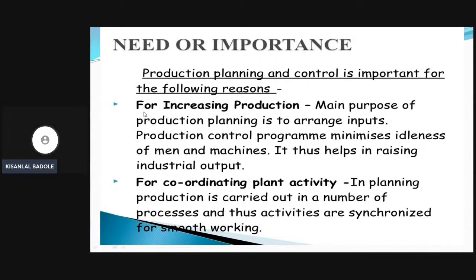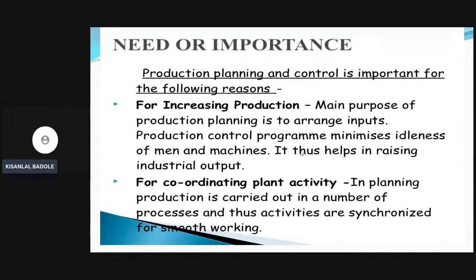Every industry wants to increase its production. They complete their given task within the given time, and they provide good quality products. The main purpose of production planning is to arrange the particular inputs and control the program, minimizing the idleness of man and machine, with the help of rising industry output, for coordinating plant activity.